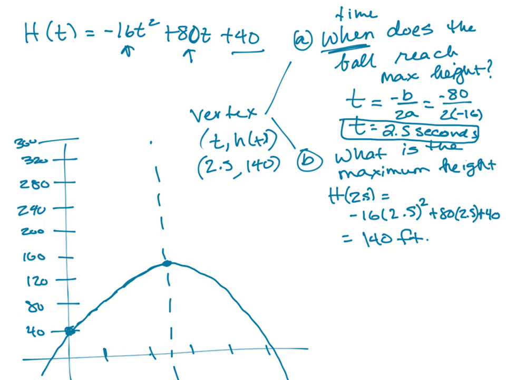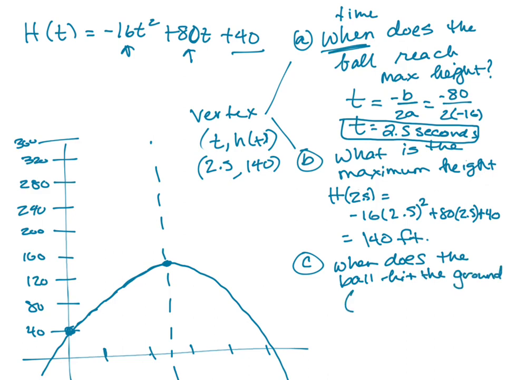Pretty cool? Okay, what's the next question it's going to ask us? What do you think? If you were thinking about this ball or a rock that had been thrown off the top of the building, what would you ask? When did it hit the ground? X-intercept. When does the ball hit the ground? And so that's an x-intercept question because we want to know at what time, t, are we on ground level?